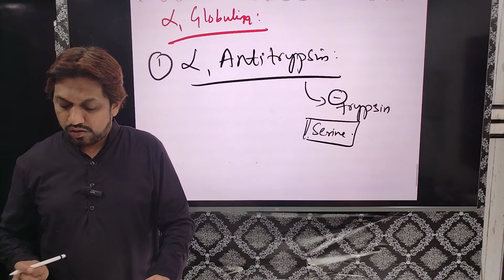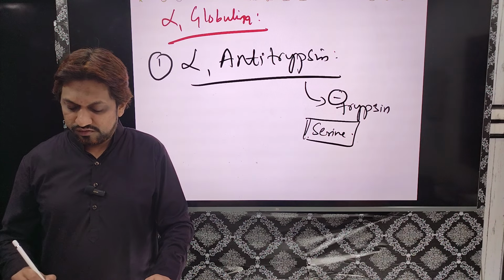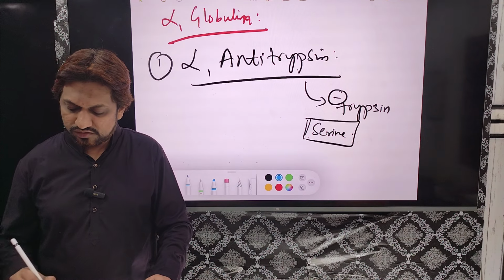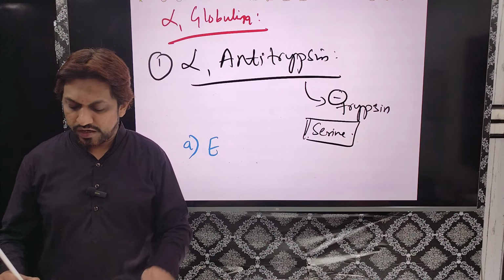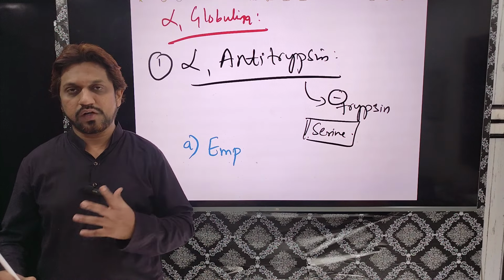Now, among the clinical conditions, the role of alpha 1 antitrypsin is seen in the respiratory system.